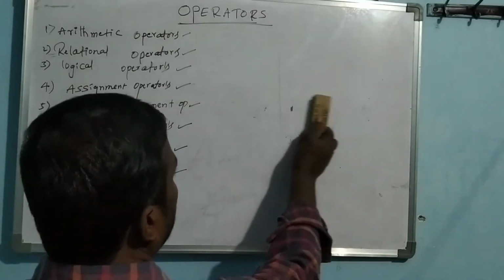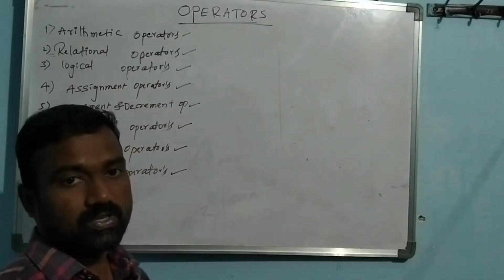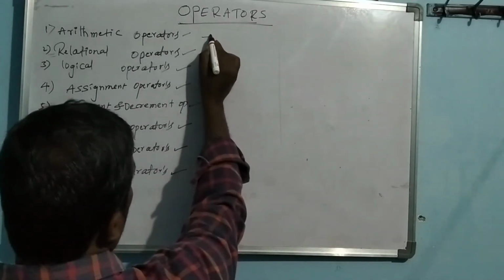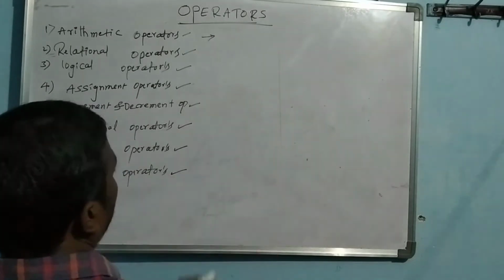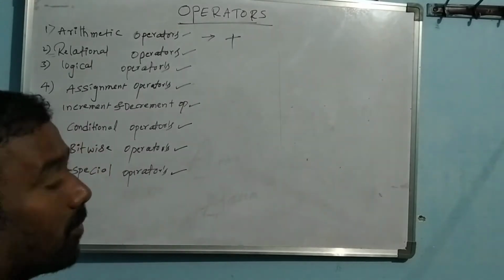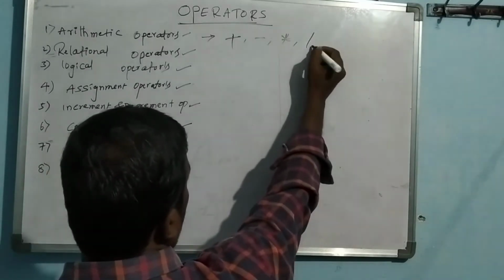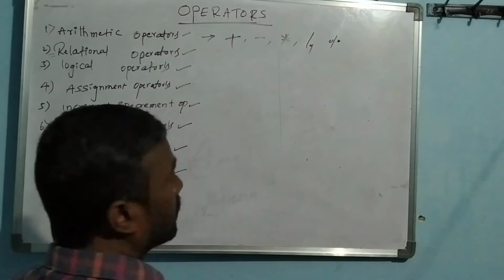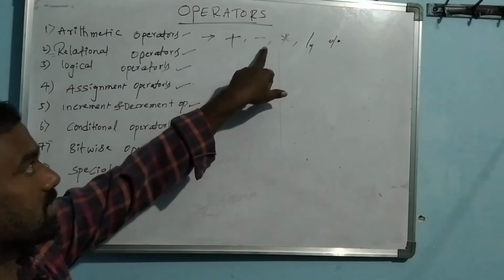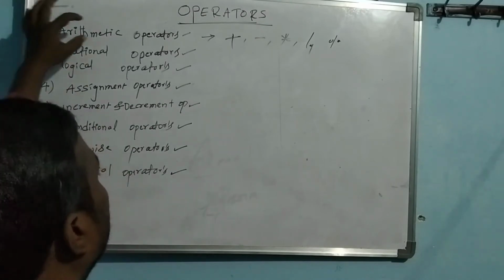Coming to the first one, that is arithmetic operators. So what are the arithmetic operators? The arithmetic operators are plus, minus, asterisk, slash and percentage. First one is plus, second one is minus, then asterisk, slash and percentage. These come under arithmetic operators.